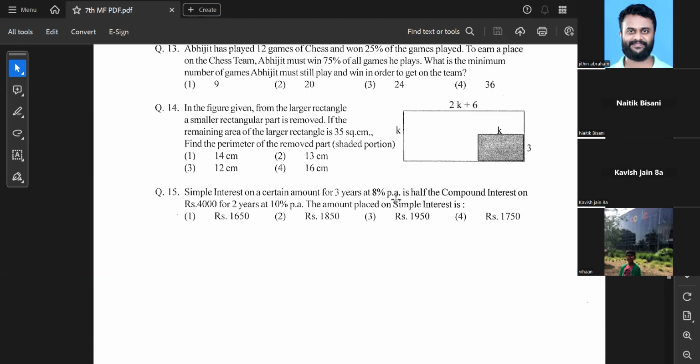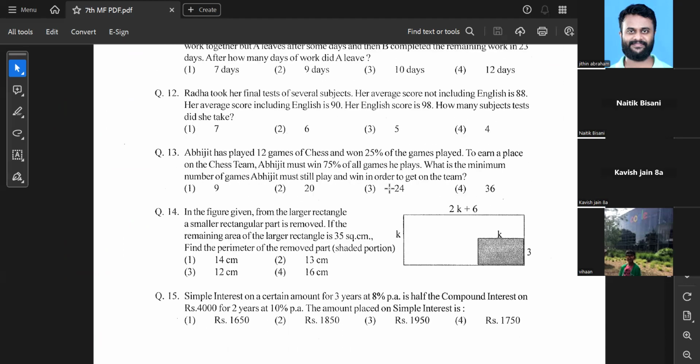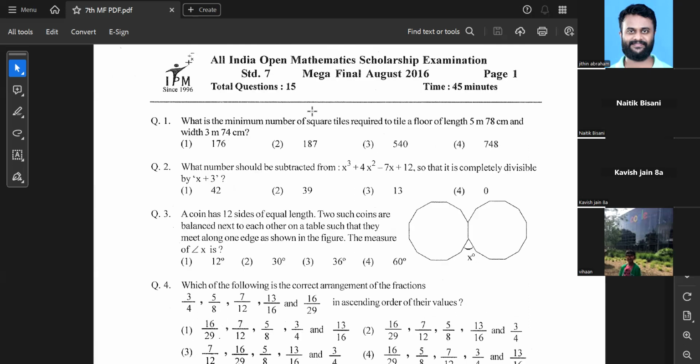Question number 2, sir. The 2016 question 2. What number should be subtracted from this so that it is completely divisible by this? This is very simple. We had discussed such kind of problem. Sir, it is basically asking the remainder theorem. Yeah, the remainder theorem is what is being asked.